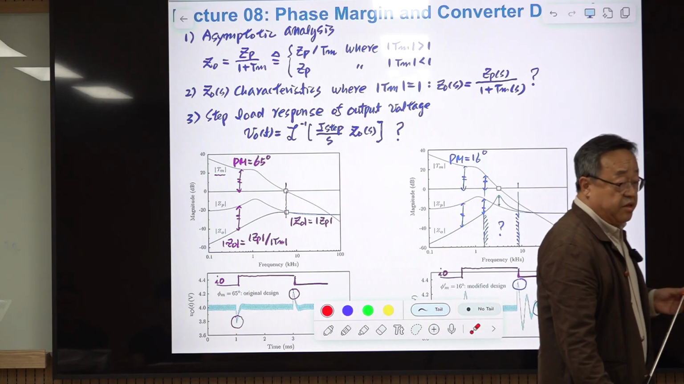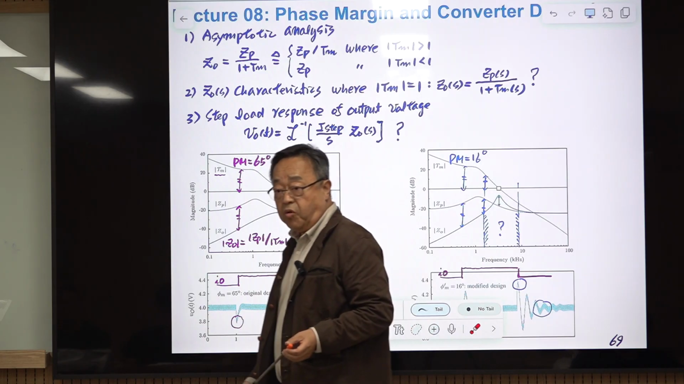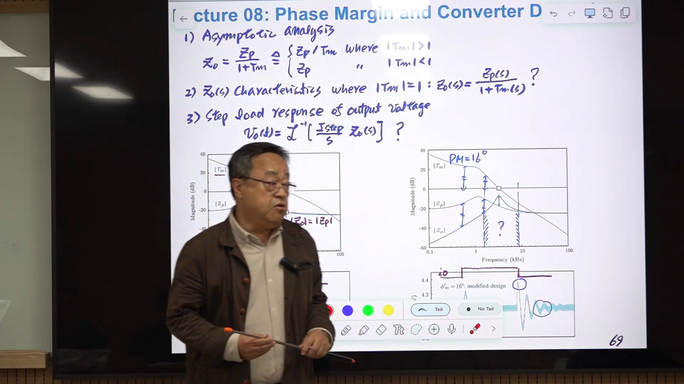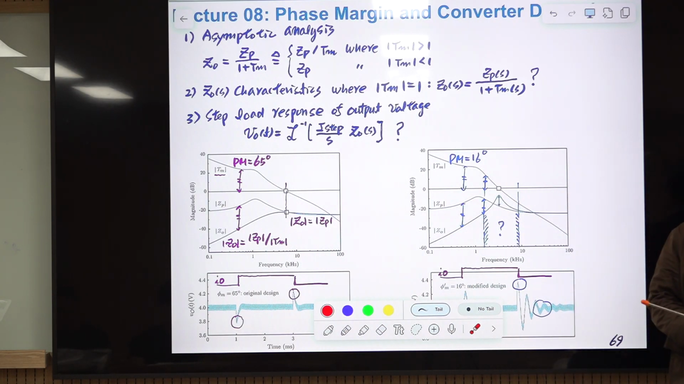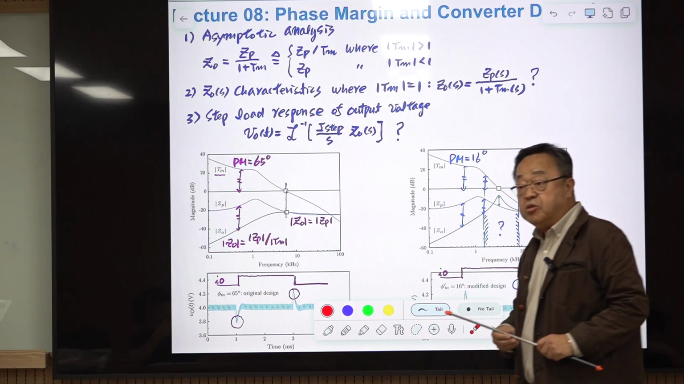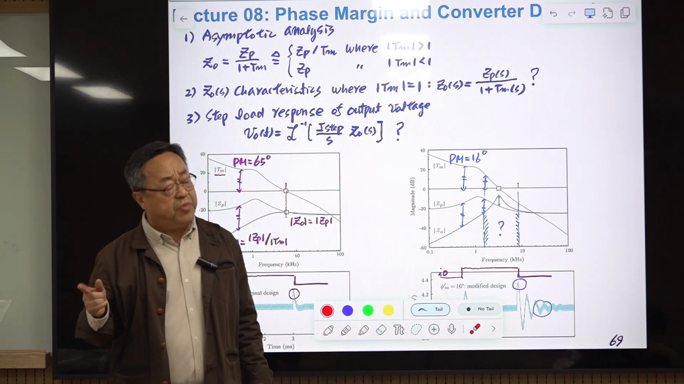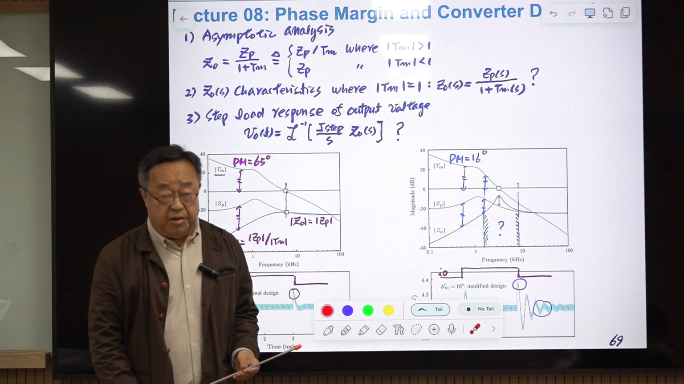So this lecture 8 is talking about the phase margin and converter dynamics, or converter performance. In the previous lectures, we used asymptotic analysis to predict or evaluate the closed loop performance of voltage mode controlled converters, and for those cases, the prediction was very accurate. But in that case, the phase margin was sufficiently large, larger than 60 degrees, 67 something. So for a sufficiently large phase margin, everything is fine.